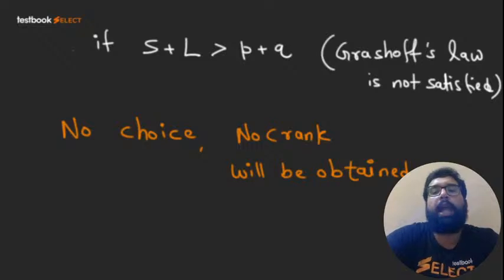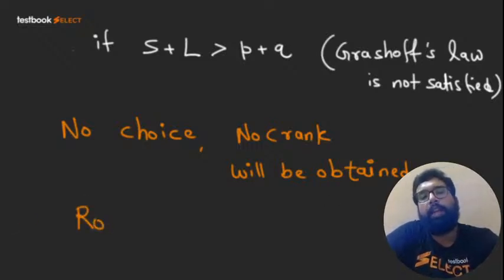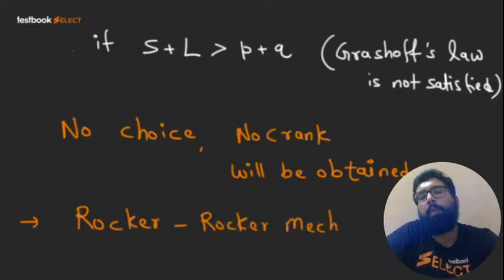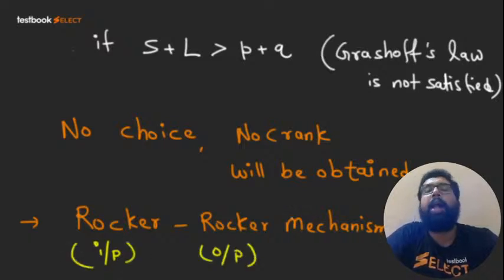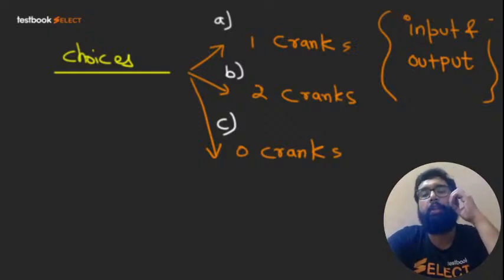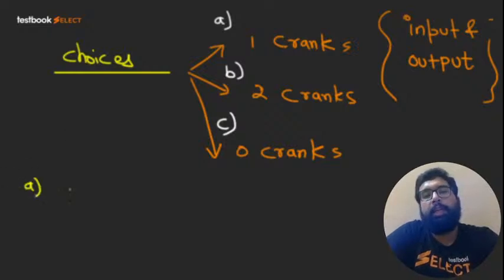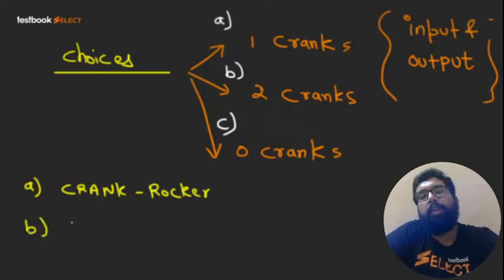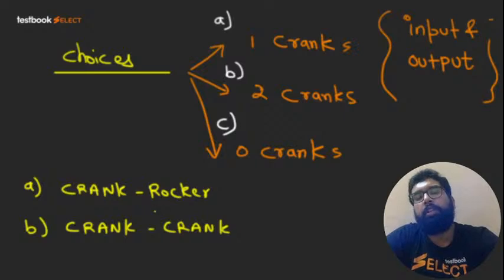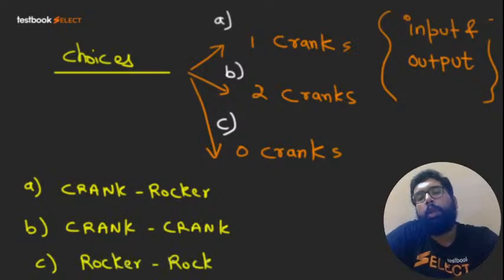So when I say no crank will be obtained, we'll be obtaining only one thing if Grashoff law is unsatisfied: the rocker mechanism. By rocker mechanism I mean that input and output both are making incomplete rotation, that is oscillation. When we get one crank, we will get the other one as rocker. When we get two cranks, we'll be getting crank and crank, that is double crank mechanism. And when we have zero crank, even then we'll be getting some input and output, so that is rocker mechanism.